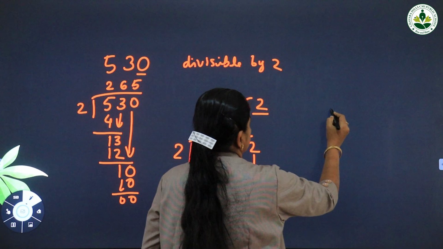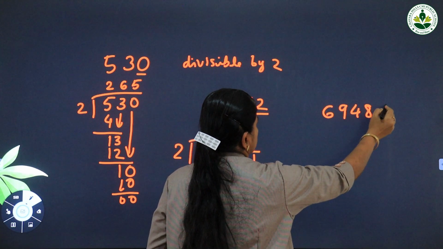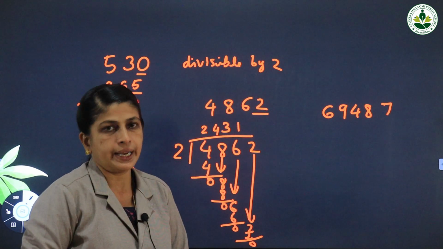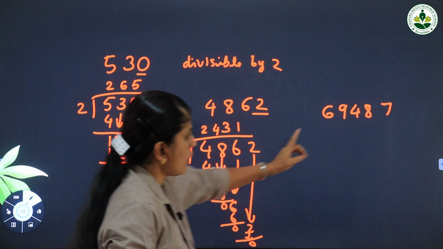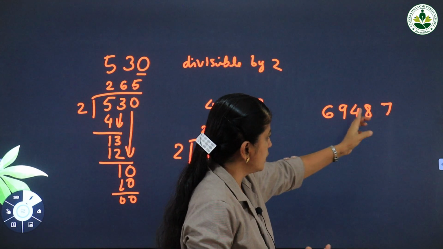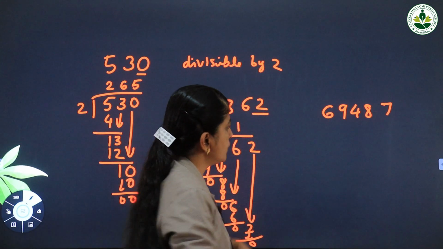Another one. 69,487. We can check. Its ones place digit is 7. That means its ones place digit is not 0, 2, 4, 6 or 8. It is another number. Therefore, we can check.